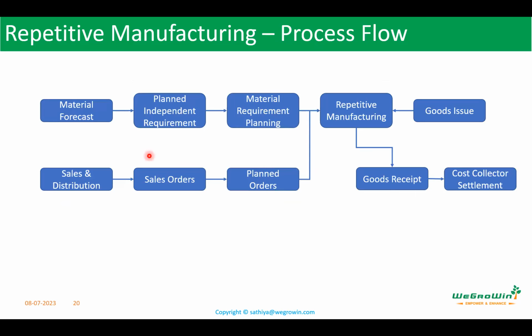So here material will be forecasted and entered as a PIR. MRP will run. In this case, sales orders will be coming, that also comes as a planned order. Considering these two in repetitive manufacturing, the MRP output comes there. Here there is no production order. The planned order itself will be used for production purposes to do the goods issue and the goods receipt. And also here cost collector settlement is a concept. These are the two major differences here: usage of planned orders and cost collector settlement.